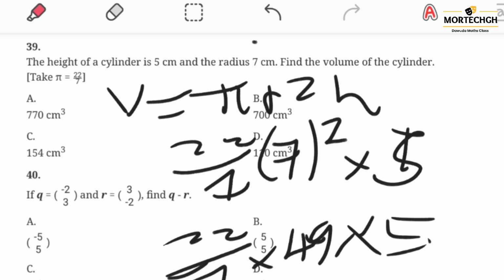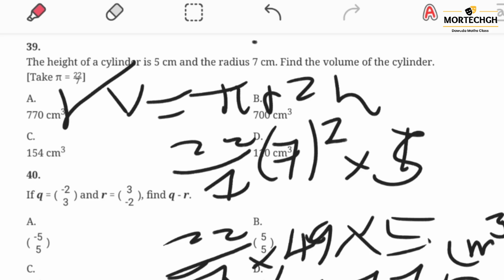So 22/7 times 49 times 5 will give you 770. So 770 is the volume of the cylinder, 770 centimeter cube. That's the volume of the cylinder. So it will give you option A here, which is 770 centimeter cube as the final answer.